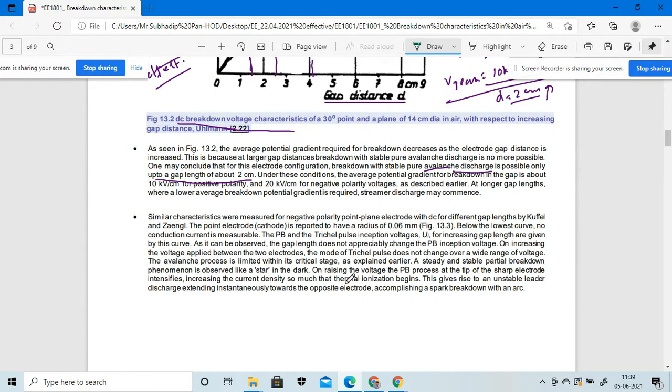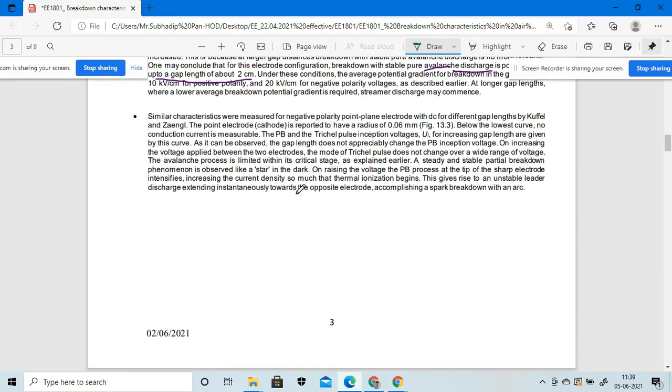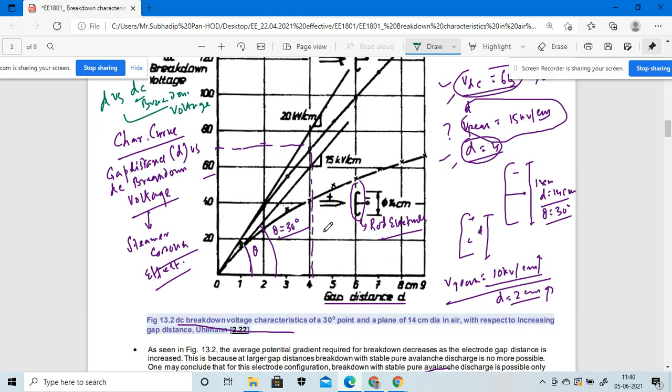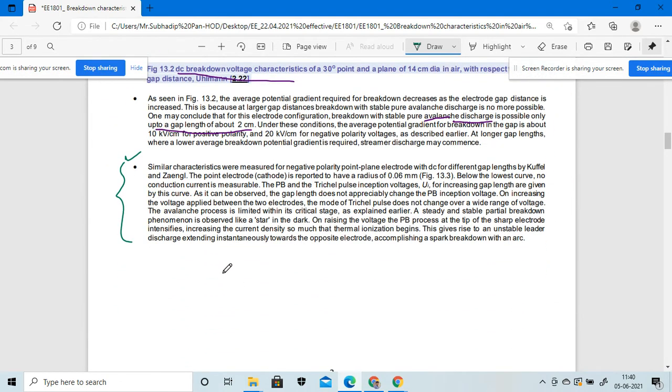We also discussed a few things in this particular part. Now we will discuss similar characteristics related to the streamer corona. Here the characteristics are measured for the negative polarity. Previously we discussed the positive polarity, now we will discuss the negative polarity.